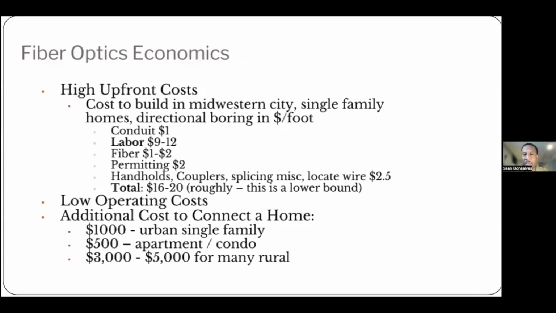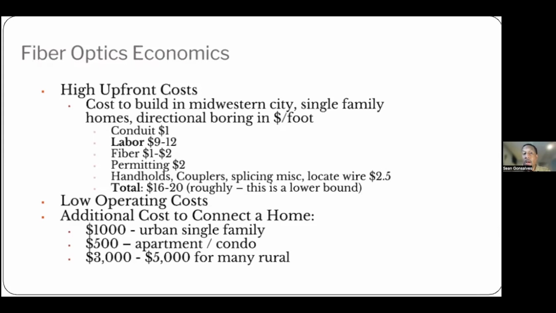Now, let's talk briefly about the economics of fiber deployment. The thing to know about fiber deployments is, of all of the connective technologies, fiber has the highest capital expenditures. It has the highest upfront cost. Here, these are broad, back-of-the-envelope calculations of the cost to build out fiber in a Midwestern city, looking at directional boring and breaking down the cost per foot. You see conduit is not very expensive, $1 per foot. The cost of fiber itself is not very expensive, $1 to $2 per foot. Permitting isn't all that expensive. All of the other equipment that you're going to need, the handholds, the couplers, the splicing equipment, the locate wires, all of that is not very expensive. The bulk of the cost in deploying fiber is labor, as you can see here.